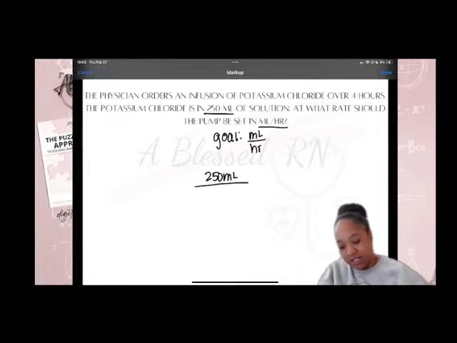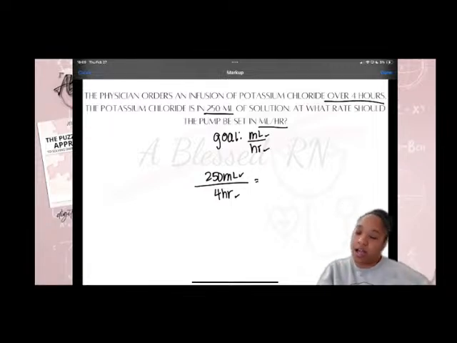And then it has to go over time because we want our equation to look like our goal once we get done setting it up. So the time is 4 hours, so we're going to put it over 4 hours. Isn't it milliliters on the top and hour on the bottom? So your puzzle is now complete. Now all you have to do is your multiplication and division.